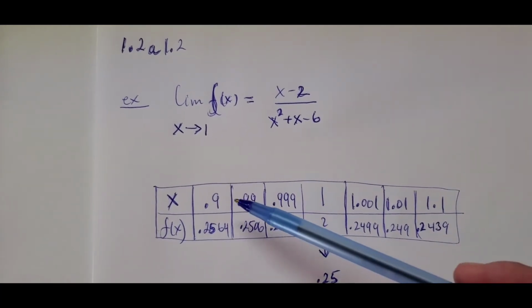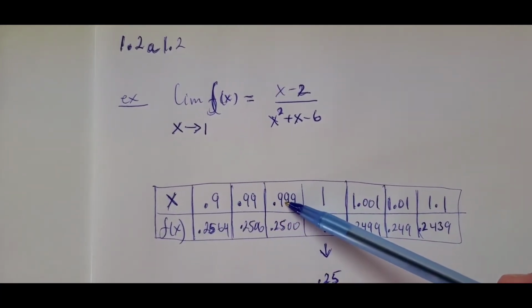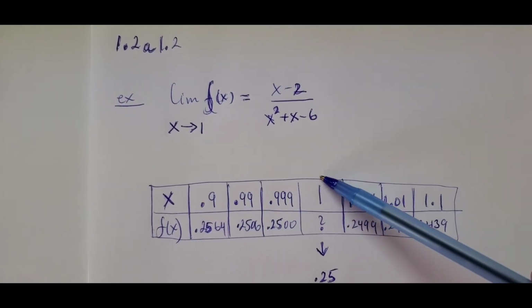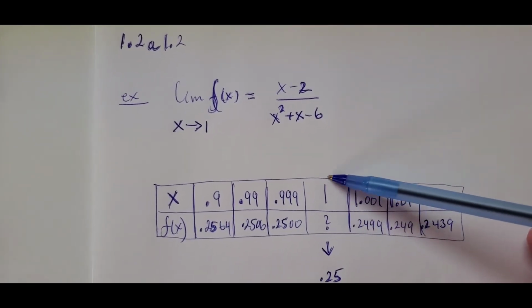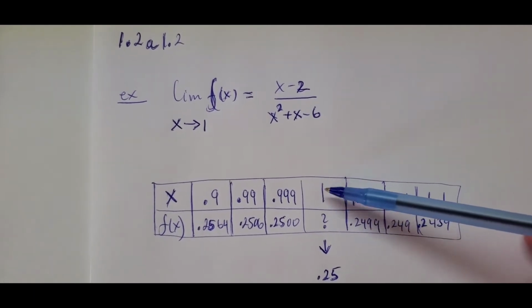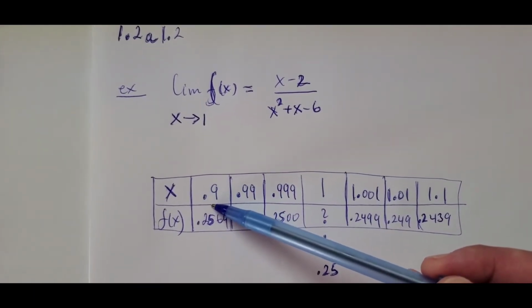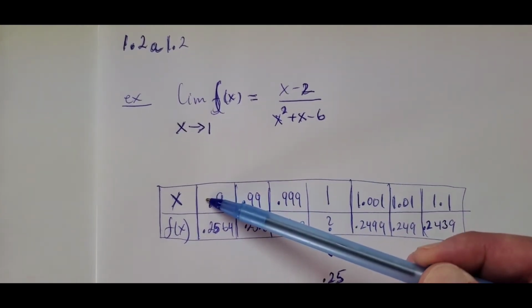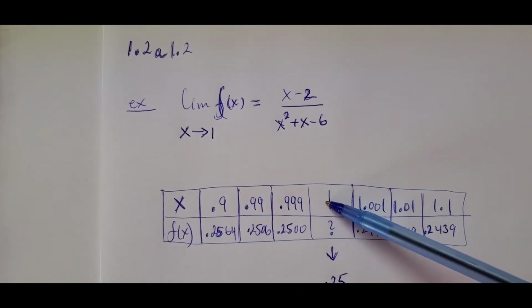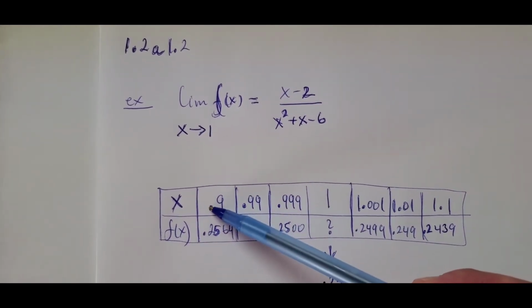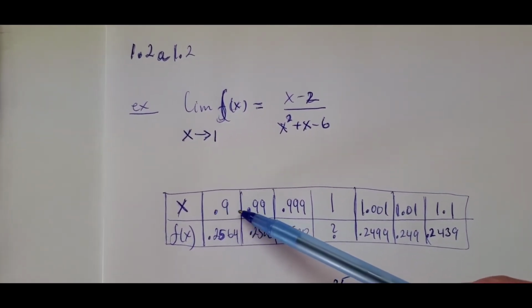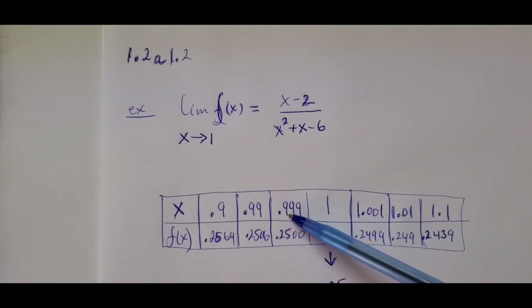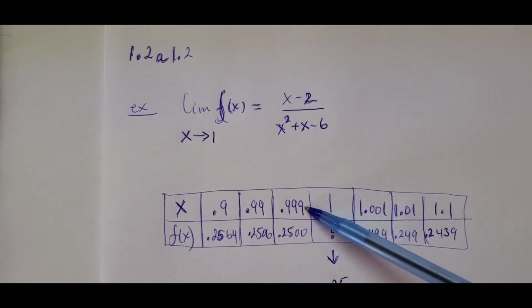So how do we pick these values? Very simple. Always start on the left side. Since our example is 1, what's less than 1? 0.9. Start out with 0.9, and then from there move up. Add 1 more 9. Then add another 9.